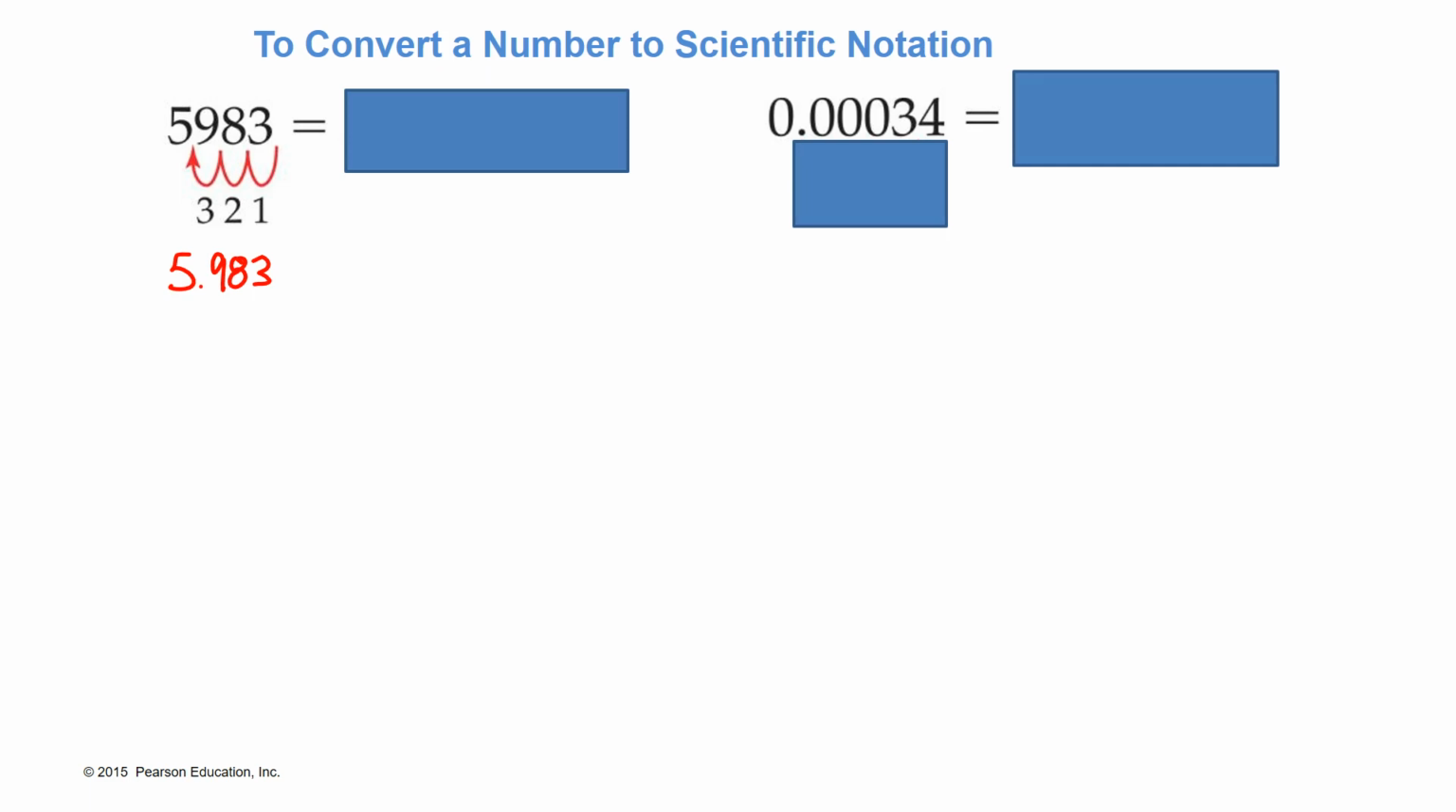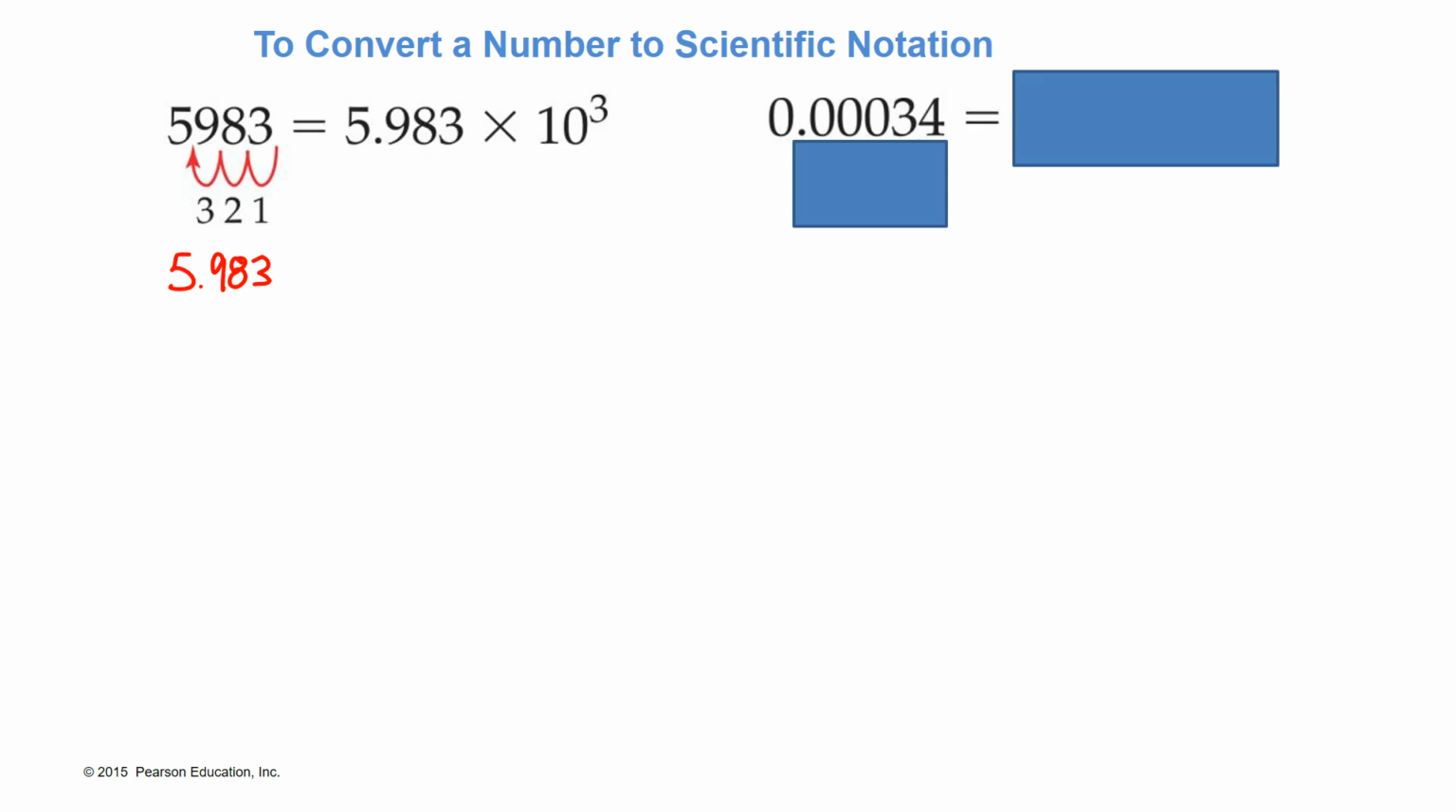All right. But when I look at the number, notice that in this one, I'm not going to lose any numbers. Now, what should my multiplier be? 10 to the third. All right. So notice how this was a large number. It gives you a positive exponent.